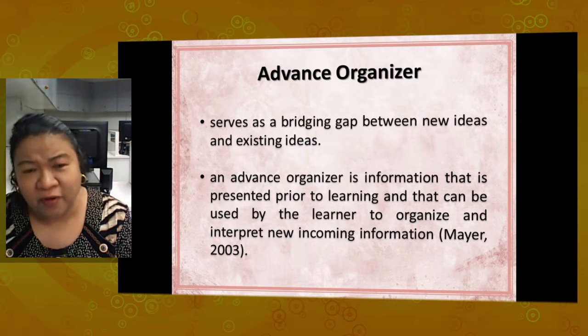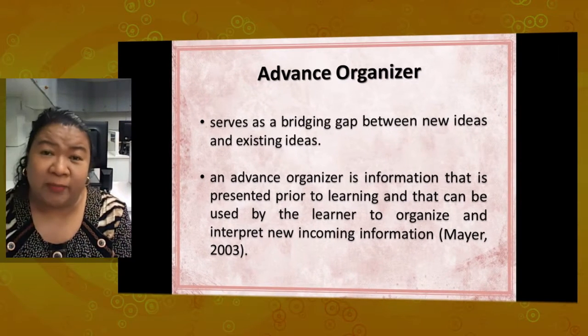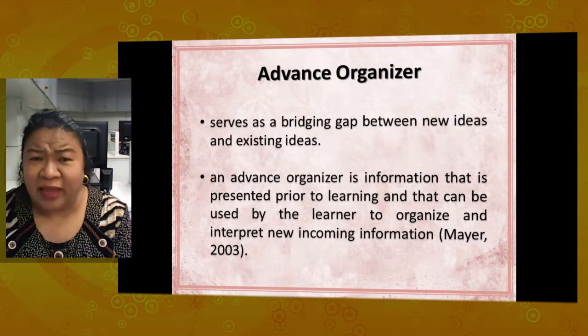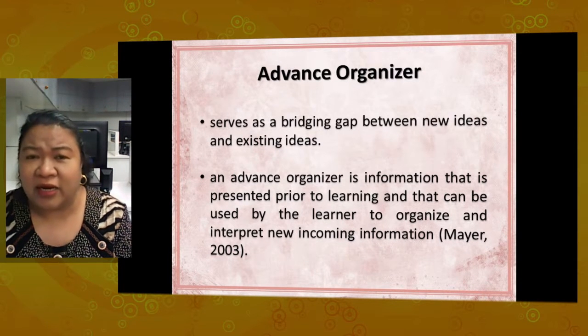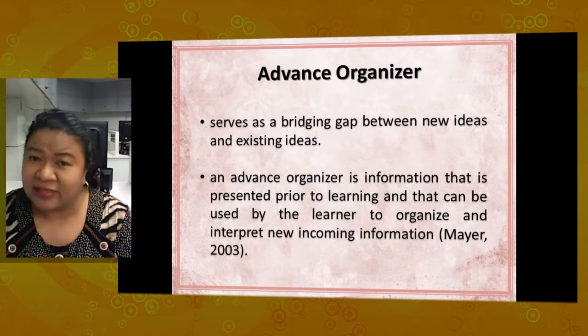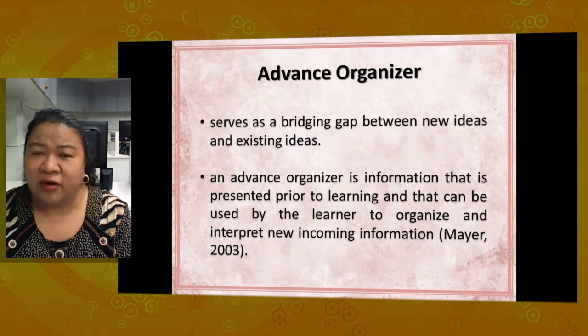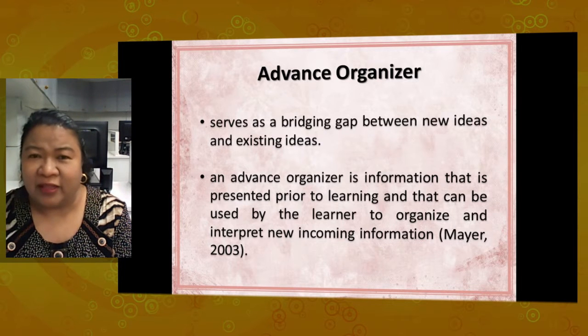So what you already know, you're able to link easier and you see the relationship because there is an organizer that guides you. An advanced organizer is information that is presented prior to learning and that can be used by the learner to organize and interpret new incoming information. So, in a way, if you remember Vygotsky, advanced organizer also serves as a scaffold on what to expect, what more to learn, and how to put together the things that you will learn.